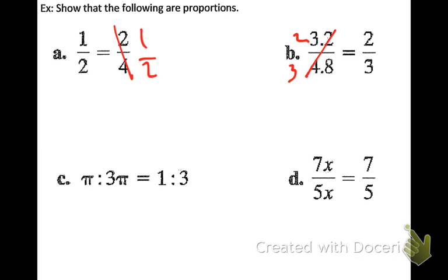Okay. The next one. Let's rewrite it as fractions. Pi over 3 pi is equal to 1 over 3, right? So, Shatiz? We can simplify because the pi's will cancel each other. Yeah, the pi's cancel and you'd have 1/3 equals 1/3. D, same idea. The x's would cancel. 7/5 equals 7/5. Everybody got it? All right.